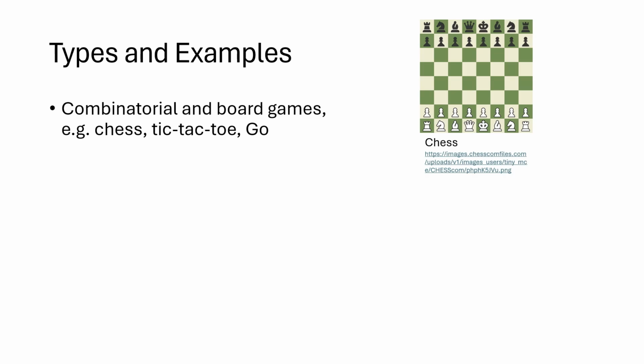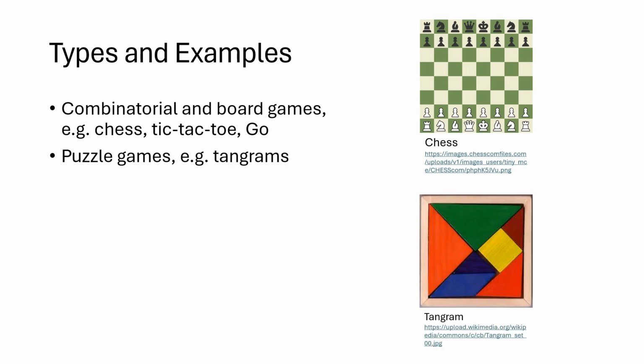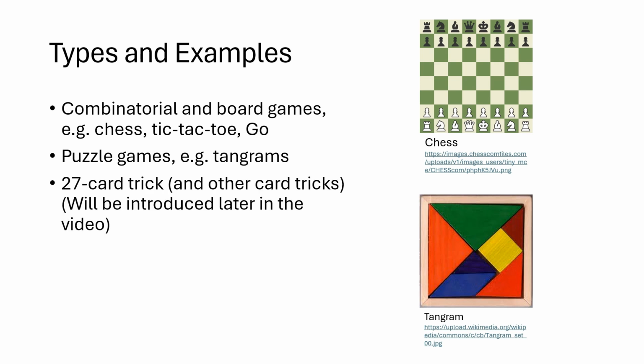As for examples of math games, combinatorial games, including board games, are considered math games. Such examples include chess and Go, as well as tic-tac-toe. Puzzle games, including tangrams, are also considered math games, while card tricks and card games, including the 27 card trick, which will be shown to you later on, will also be considered under math games. Of course, there are other math games that I have not listed here, and these are just some examples.